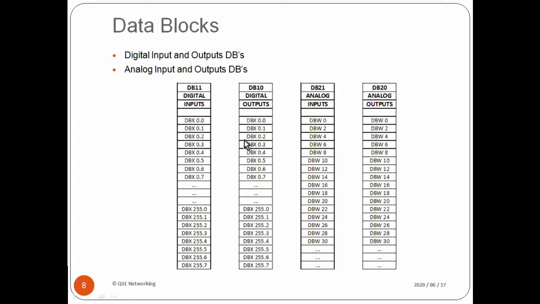So the next thing is, we want to take those raw inputs and outputs and put them into DBs. We will create a DB11, which is the digital inputs. I started at 10 for I/O: 0 is outputs, 1 is inputs. We're going to create a DB structure which mirrors our actual I/O. Then we will do the same for the analog inputs and outputs. We start at 20 for the outputs and 21.